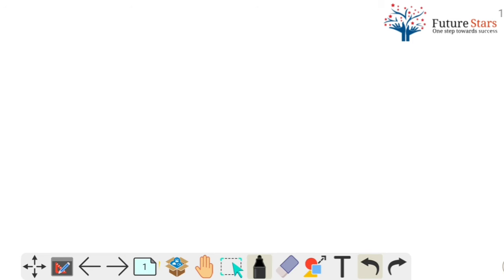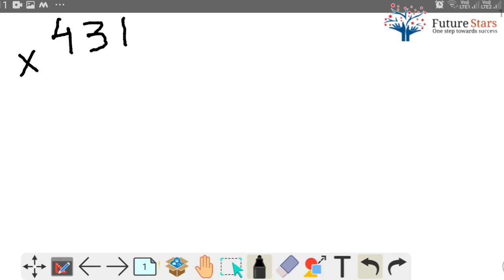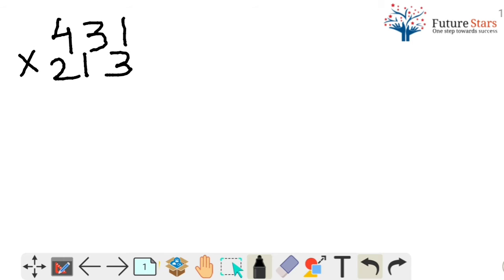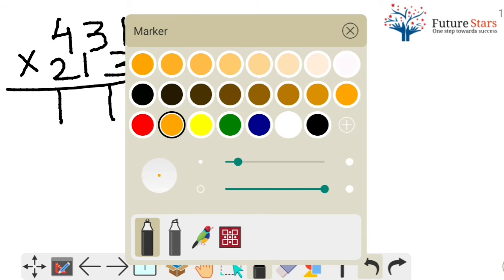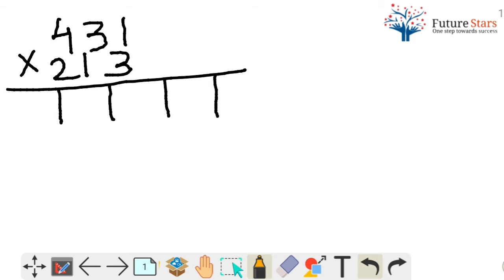Okay, so let's take our second question: 431 into 213. Again it makes 5 blocks. If you have understood, you can go further without making blocks and do it. And whoever wants it made more clear can do it with me. Okay, now 3 into 1 is 3, 4 into 2 is 8.